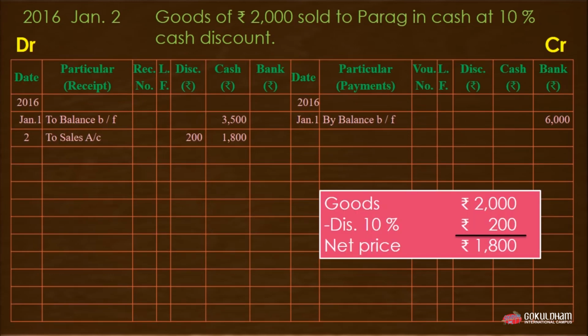The next transaction is January 2nd. Goods of rupees 2,000 sold to Parag in cash at 10% cash discount. So first we count how much the cash discount is, and find out our net price. I have written this in the pink portion: goods 2,000 rupees minus cash discount 10%. 10% of 2,000 is 200 rupees. So our net selling price is 1,800 rupees.